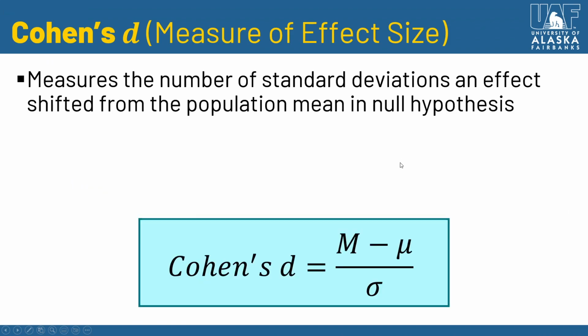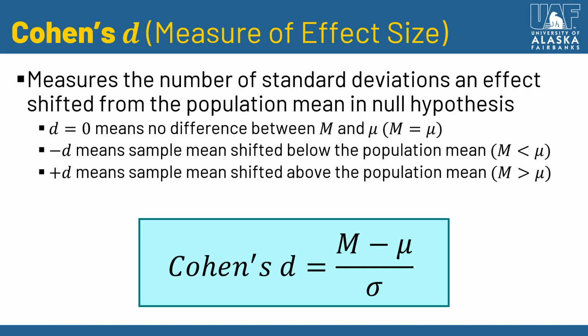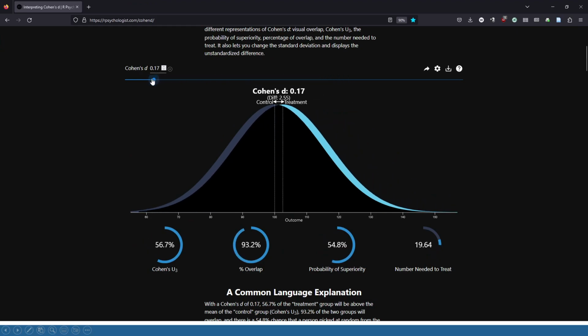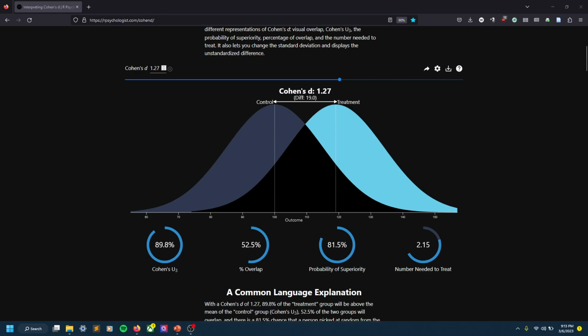And so the formula for Cohen's D looks familiar to others that we've seen. M minus mu over sigma, right? So sample mean minus population mean divided by the population standard deviation. So a D of 0, an effect size of 0, means there's no difference, just like we saw in the previous visualization. A negative D means the sample mean has shifted below the population mean. Positive D means it shifted above. And so again, if we go back, this is only looking at positive D. And if we had a negative D, then it would just be moving in the opposite direction, right? If that helps.